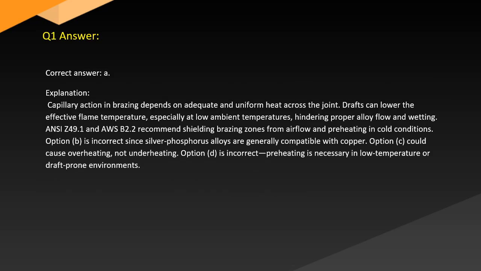Answer. Correct answer A. Explanation. Capillary action in brazing depends on adequate and uniform heat across the joint. Drafts can lower the effective flame temperature, especially at low ambient temperatures, hindering proper alloy flow and wetting. ANSI 0.1 and OSB 0.2 recommend shielding brazing zones from airflow and preheating in cold conditions.